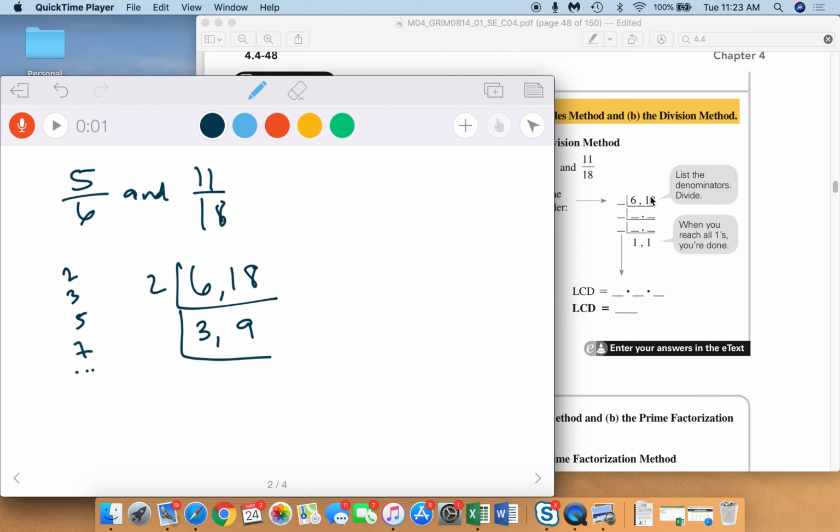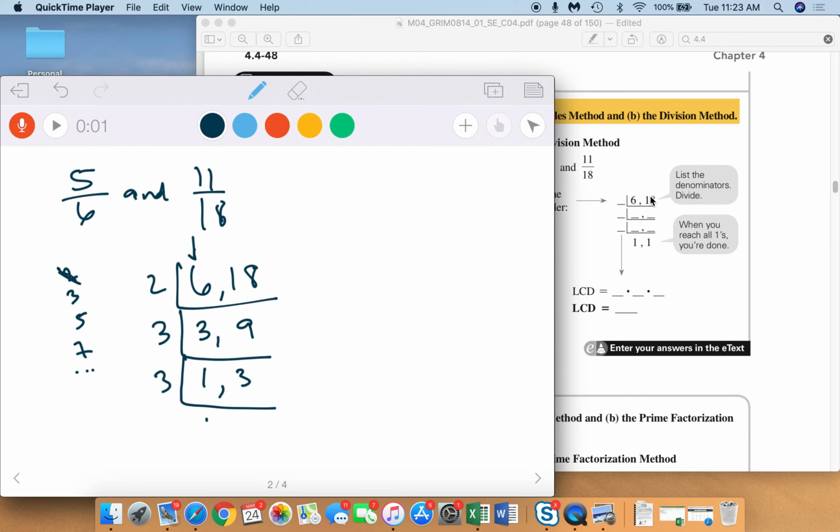3 and 9 both do not divide evenly by 2, so we're done with 2. They both divide evenly by 3. 3 divided by 3 gives me 1. 9 divided by 3 gives me 3. So now I know I'm done on this side. This side right here is done now that I'm at that 1. But I'm not done over here yet. So we need to divide by 3 again.